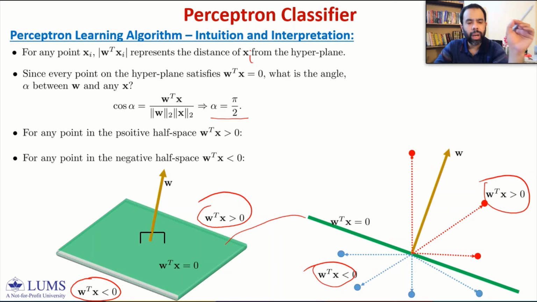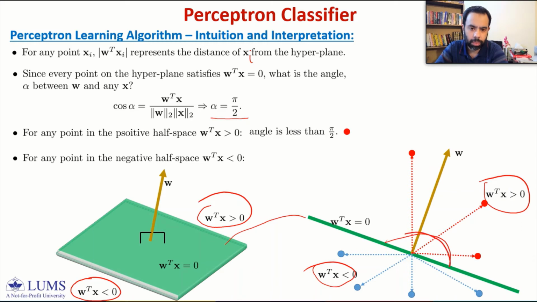You take any point in the positive half space, the angle between W and that point would be less than pi by 2, because all of this space is within pi by 2 of the vector W. And for any point in the negative half space, the angle is between pi by 2 and pi, greater than pi by 2 in fact. Keeping this in mind, we will build the intuition of the perceptron learning algorithm.